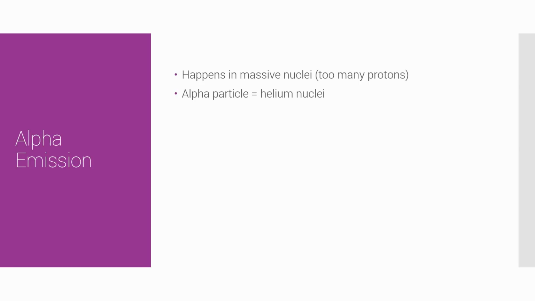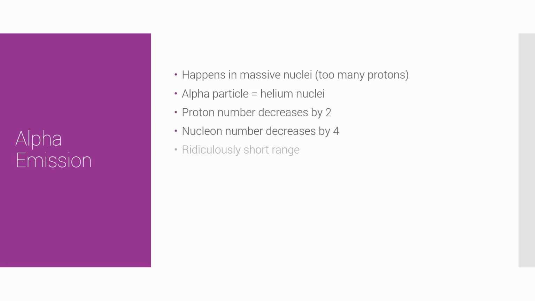Next thing is alpha emission. This only happens in massive nuclei, like uranium and radium, and this is because they have too many protons. The nuclei of these atoms are just too huge for the strong force to keep them stable. An alpha particle is basically just a helium nucleus, 4 nucleons, so 2 protons and 2 neutrons. And when an alpha particle is emitted, the proton number decreases by 2, and the nucleon number decreases by 4. It has a really, really short range.